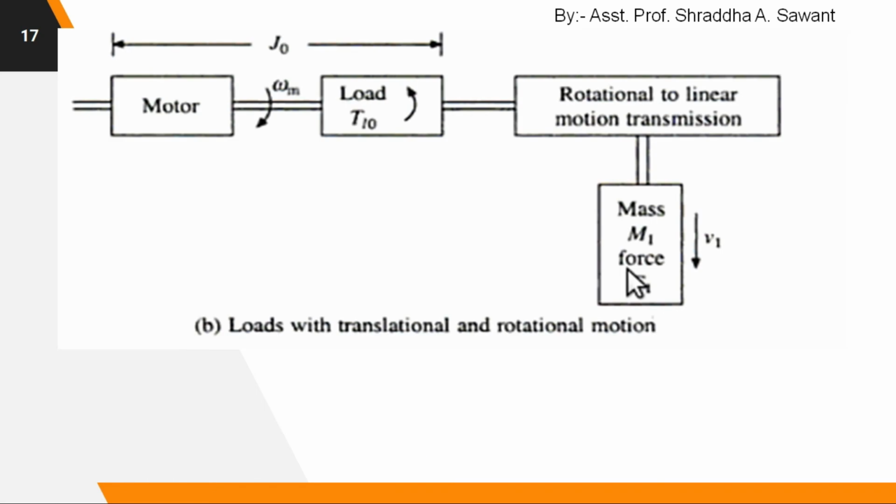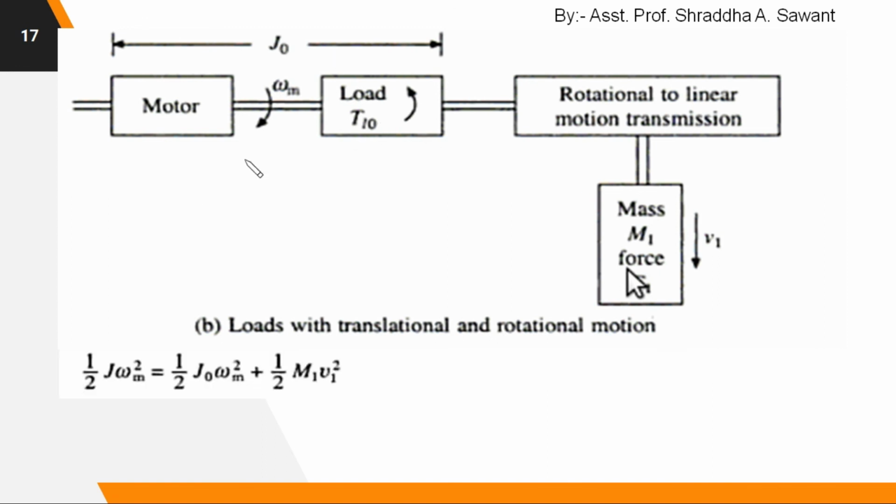Next, the second type of load: the load having translation and rotational motion. See, this load is directly connected to the motor, that's why this is having the rotational motion, and this load is having the translation motion. After that, there is a conversion from rotational to linear transmission, meaning when the shaft is rotated once, it will go down like this. So this is your translation motion, and this is rotational motion.